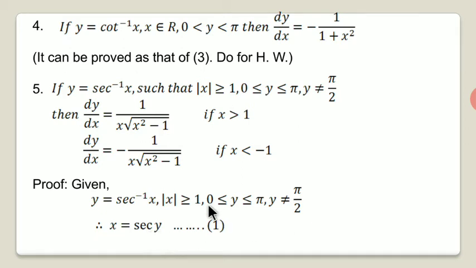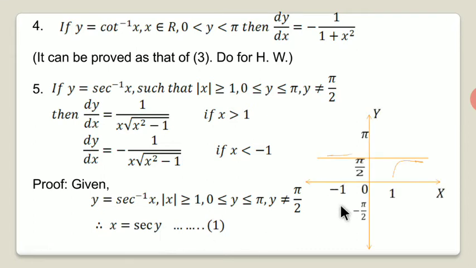Now since y lies or belongs to the closed interval 0 to pi except pi by 2, that means here the curve does not lie between minus 1 to 1. So the curve for sec y is as shown in the figure. It does not lie in between minus 1 to 1.